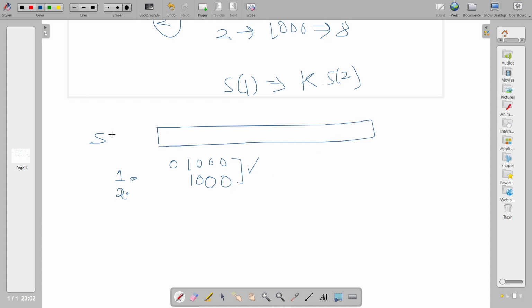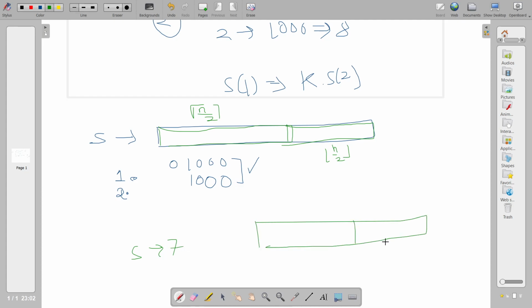Okay, so if I divide S into two parts, one part having a length of floor of n by 2, and the second part having a length of ceil of n by 2. For example, if S has length 7, then you can divide it into two portions having length 3 and length 4. Now I will try to apply this idea to this string.